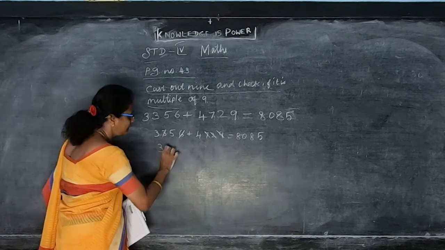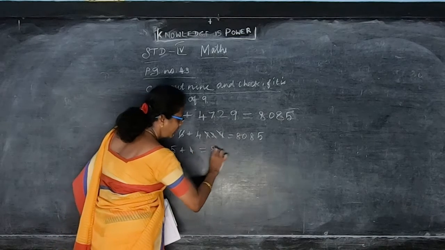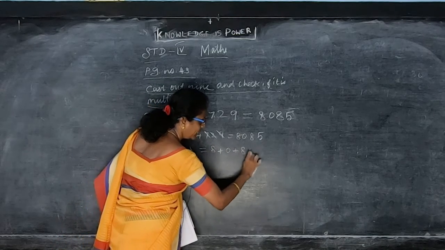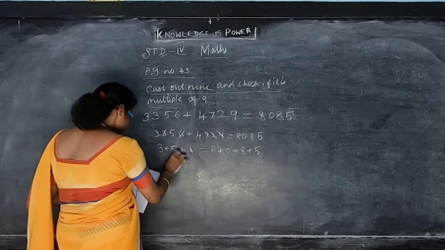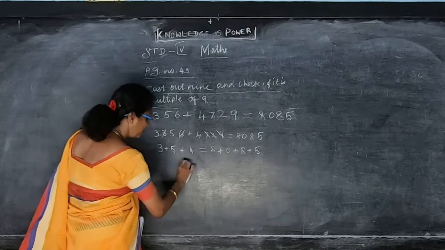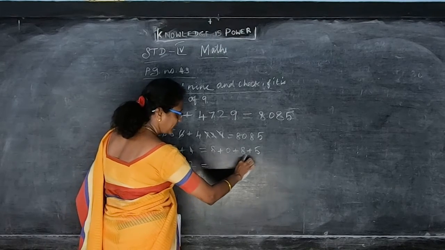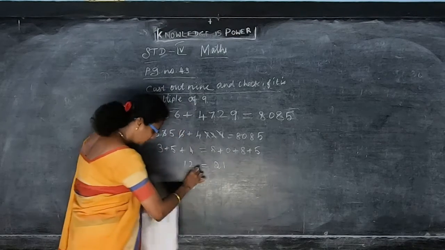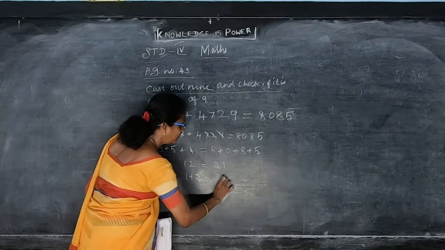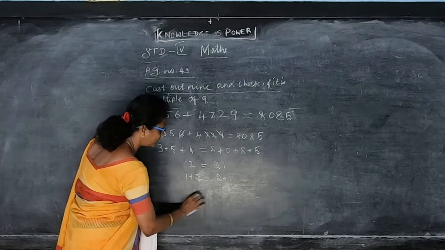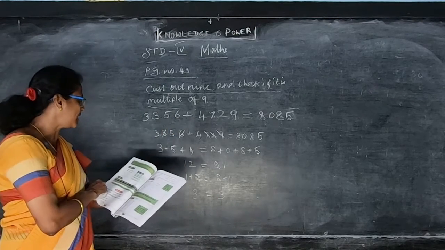What is here: 3 + 5 plus what is here, 4, that is equal to 8 + 0 + 8 + 5. Okay, so 3 + 5 is 8, 8 + 4 is 12, is equal to this 8 + 0 is 8, 8 + 8 is 16, plus 5 is 21. So split this 21 into 1 + 2 and add. This 21 is 2 + 1. So 1 + 2 is 3, 2 + 1 is 3. So 3 is equal to 3. So this is the addition fact.